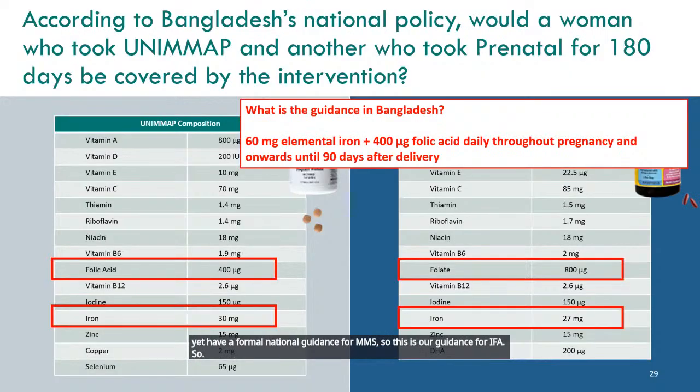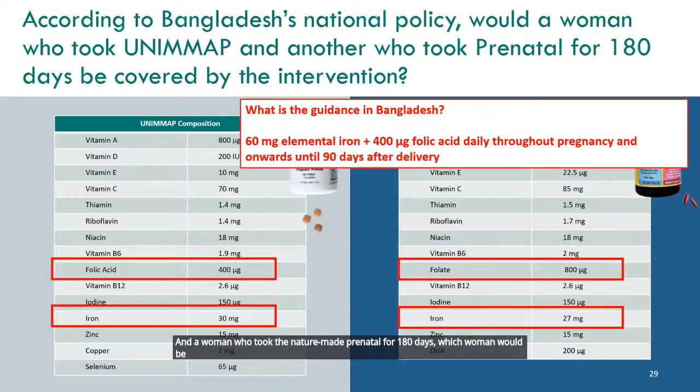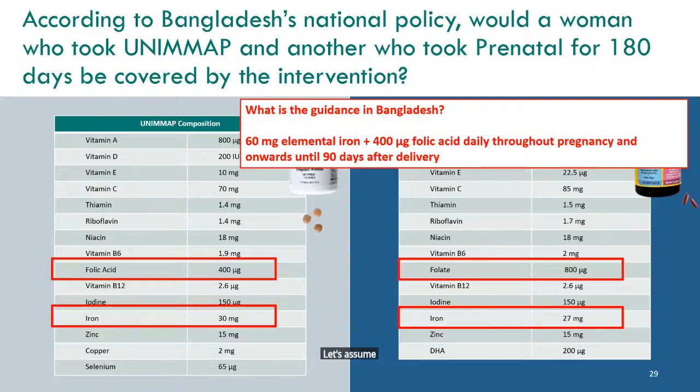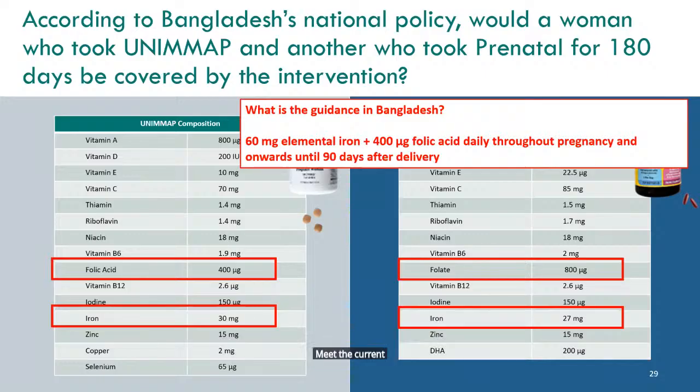So if a woman took UNIMAP MMS for 180 days and a woman took the Nature Made prenatal for 180 days, which woman would be considered covered? Let's assume that both women were consistent taking the supplement, but neither of these products meet the current Bangladesh standard for IFA. And again, there's no formal MMS standard yet.